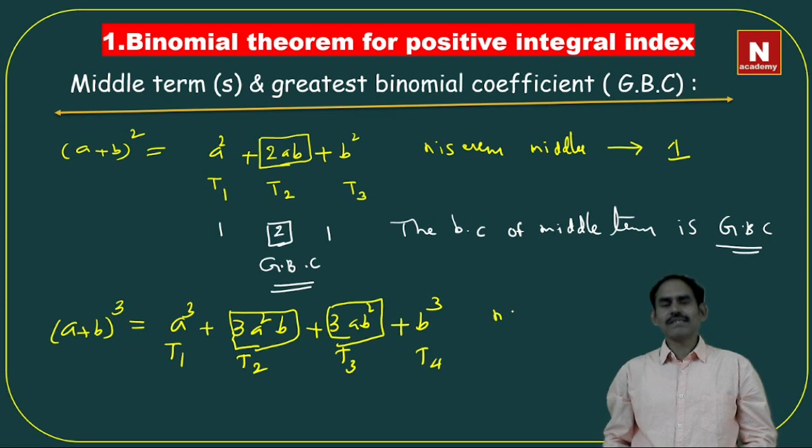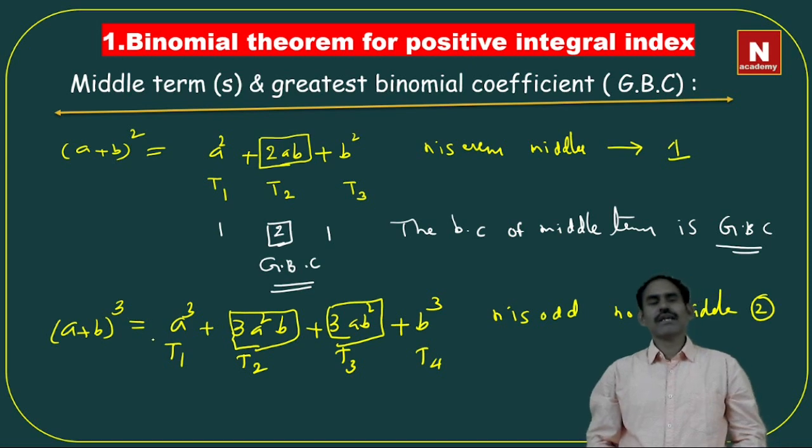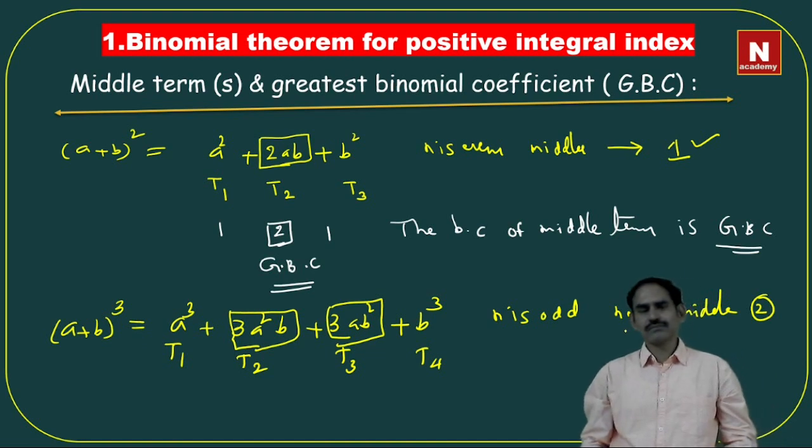Therefore, when n is an odd number, the index is odd, how many middle terms exist? The number of middle terms is always 2. Whatever the index here, if n is even, only one middle term exists; if n is odd, 2 middle terms exist.